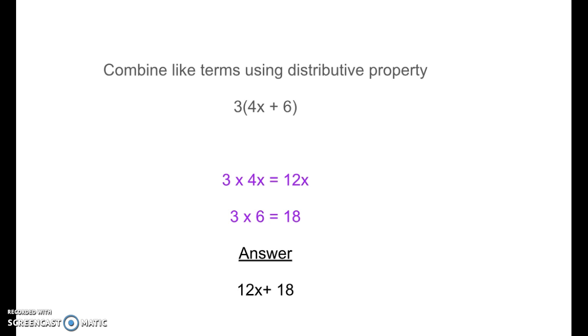Okay, so that is the basics of combining like terms. We're going to have some practice. I want you to practice after doing this, and let me know if you have any questions.